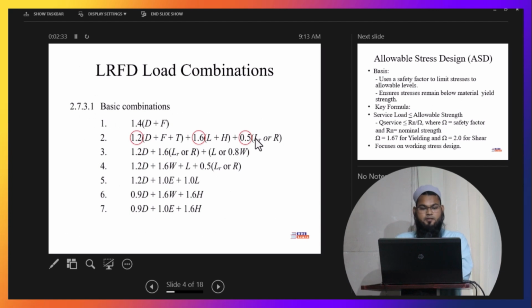Here are the LRFD load combinations in BNBC part 6, chapter 2, section 2.7.3.1. Here are the basic combinations.